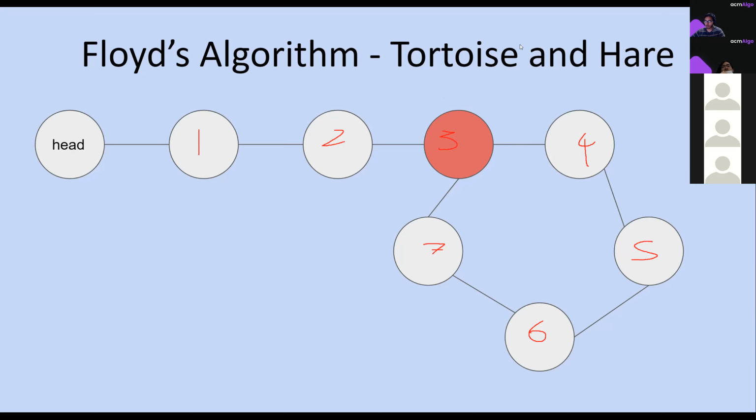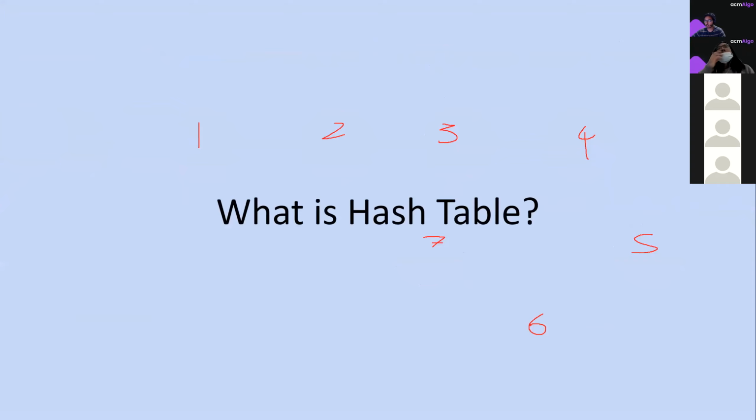Okay, so now we're going to move over to hash maps, and Alex is going to take over. And I'm going to clear all these annotations. Okay.